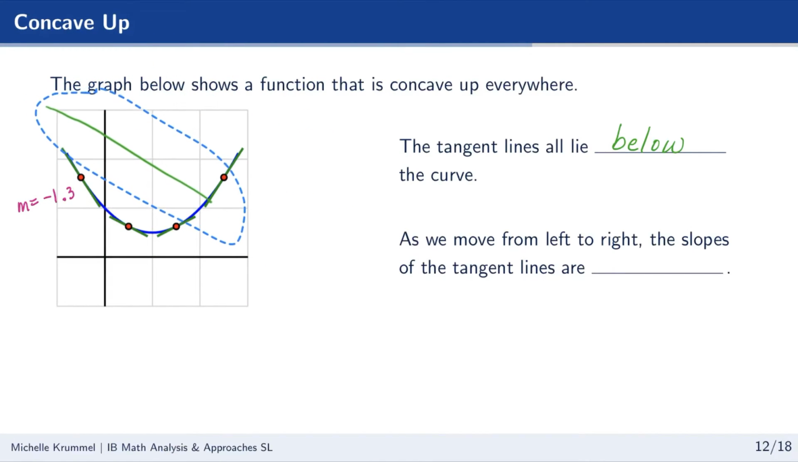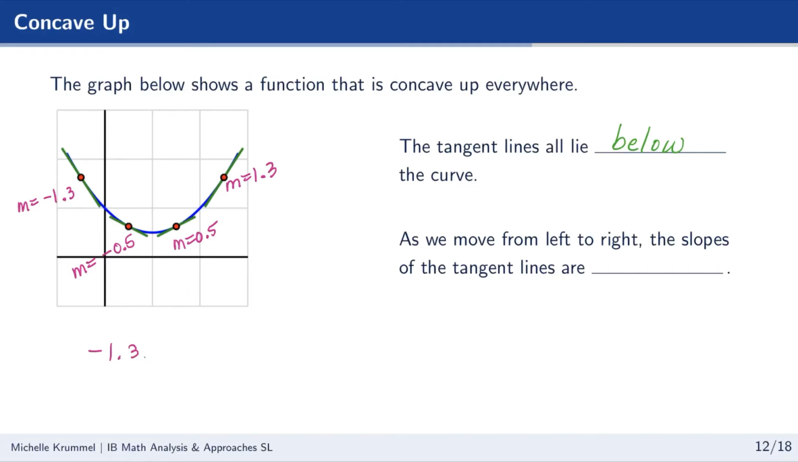So I'm just going to go back up to this corner in the upper left hand side, and this time it looks like I'm going down 1 and over 2. Maybe not exactly, but really close. Down 1 and over 2. So we'll say the slope here is negative 0.5. Okay, and then by symmetry, this one looks like 0.5 and this one looks like 1.3. So I've got these values from left to right: negative 1.3, negative 0.5, 0.5, 1.3. Those values are getting bigger.